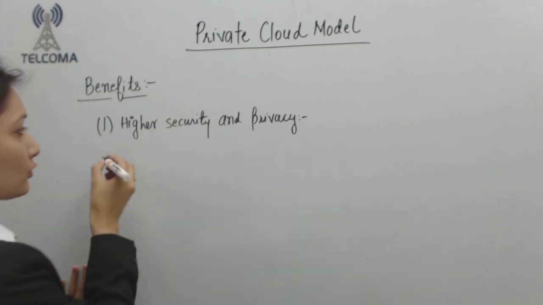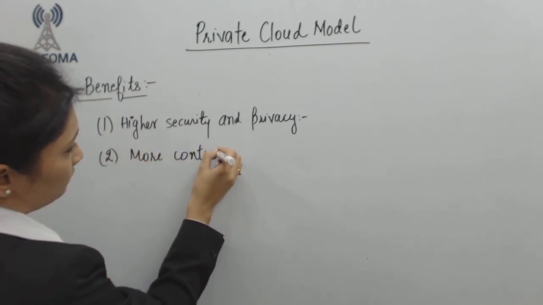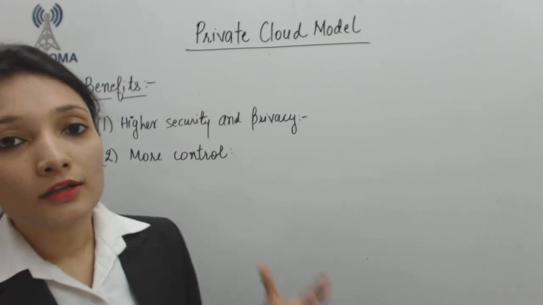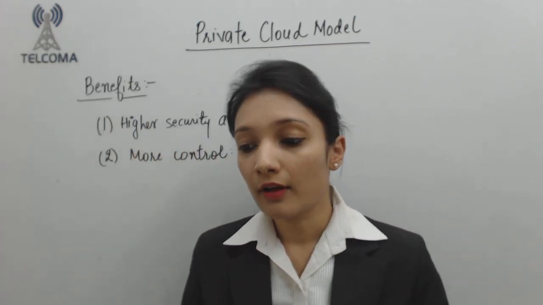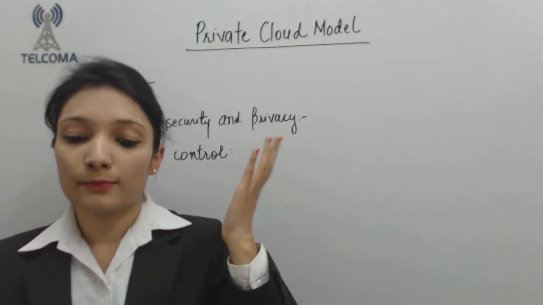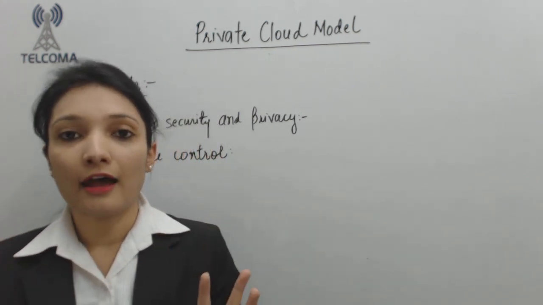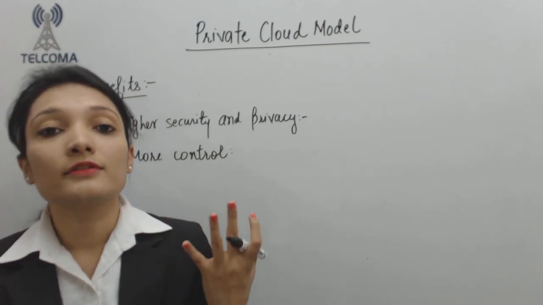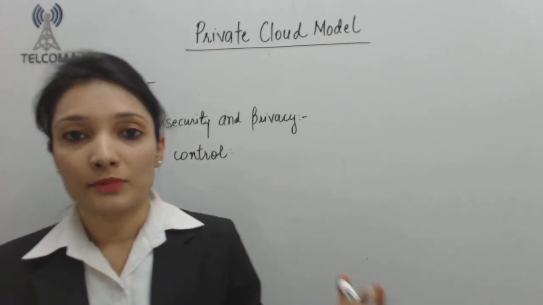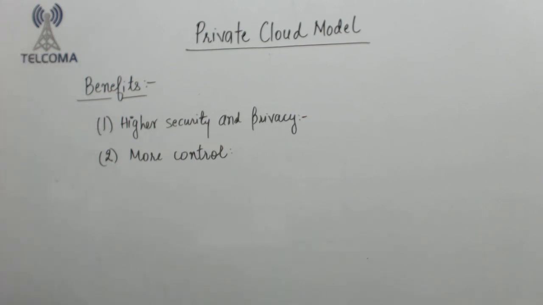Next one is more control. As a private cloud is only accessible by a single organization, it will have the ability to configure and manage its infrastructure according to its needs. More control means that this is deployed for one particular organization, so it is accessible by only that organization. This organization will have the ability, and the resources, to configure the cloud and manage the various things according to their requirements. That's how we can say that in private cloud you have more control over things.